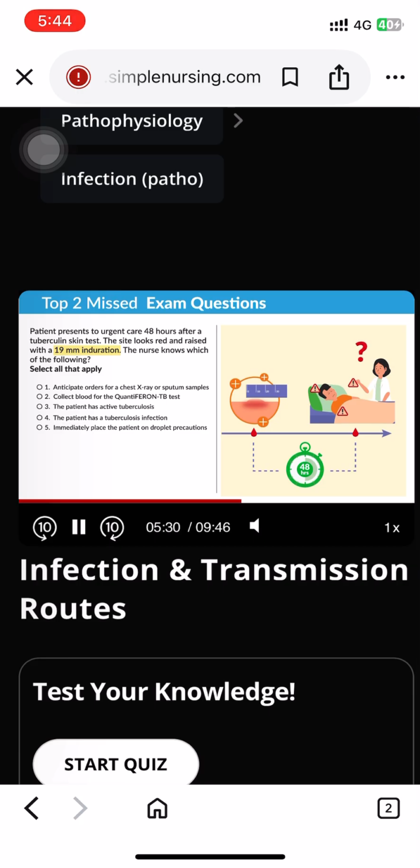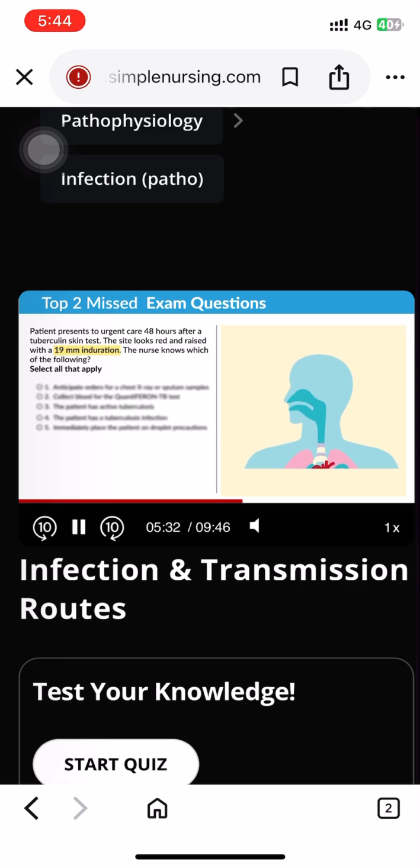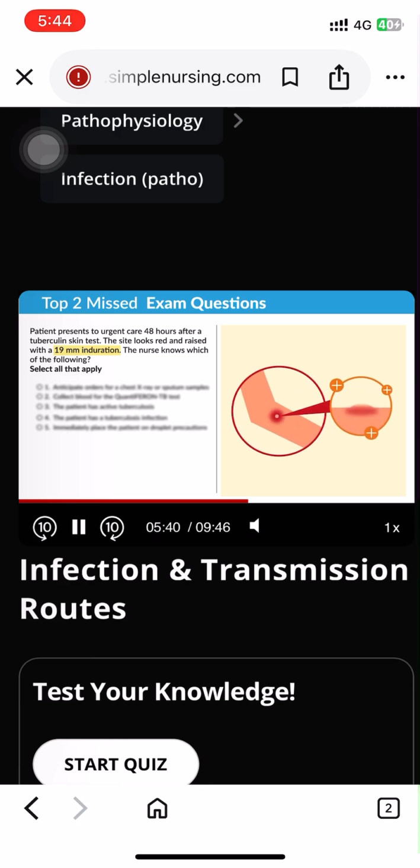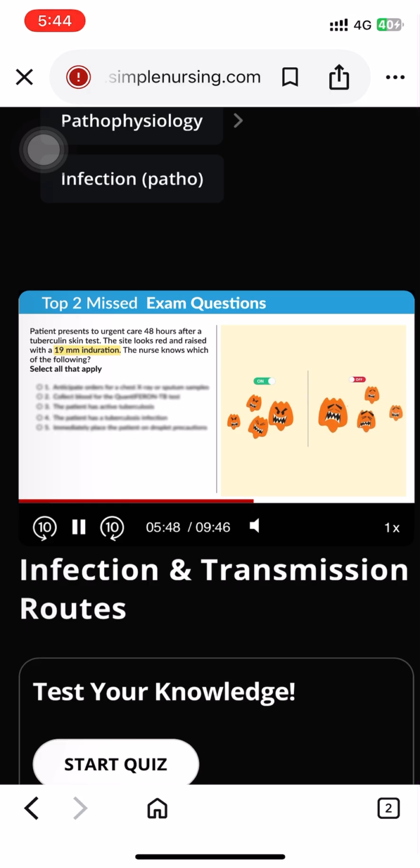Select all that apply. Okay, now before we look at the options, from the TB video, you know that TB is an airborne infectious disease. And anything over 15 millimeters is positive for TB infection. Now the real question is this. Is the TB active or inactive, aka latent?